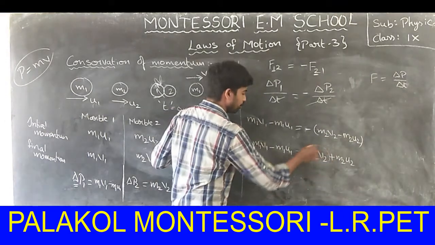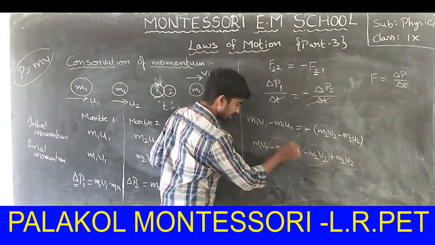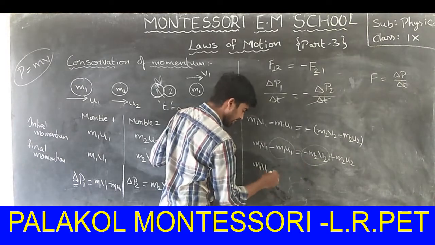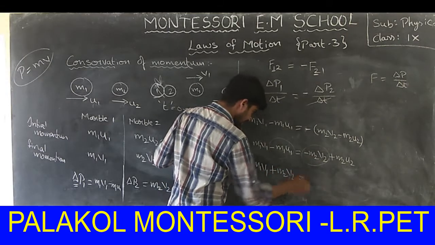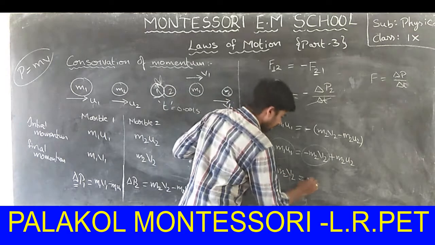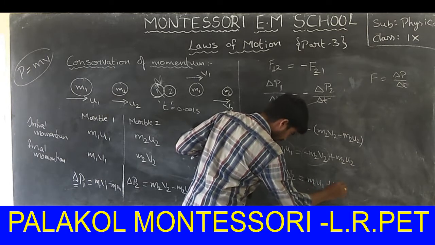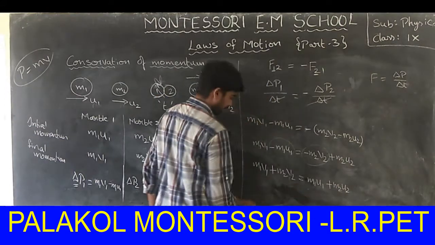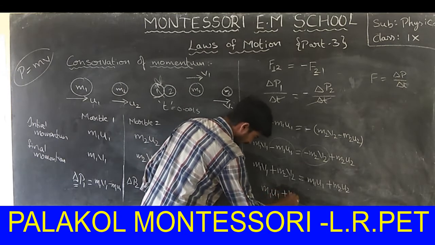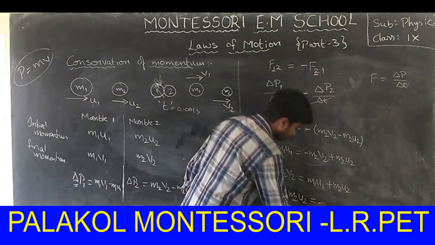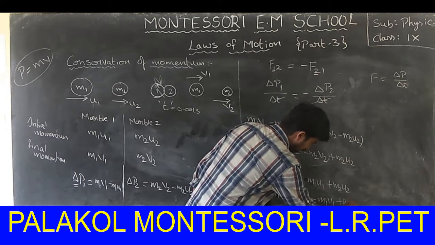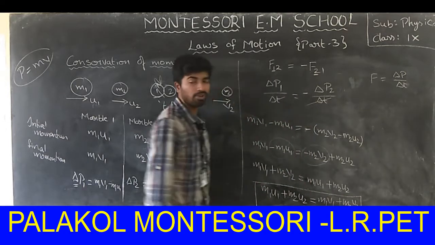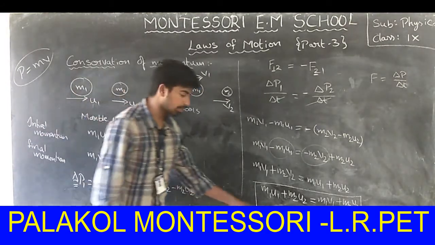So bring the minus m2 v2 to this side and the minus m1 u1 to the other side. So m1 v1, bringing this minus term across, becomes plus m2 v2, is equal to m1 u1 plus m2 u2. Rewriting the equation, m1 u1 plus m2 u2 is equal to m1 v1 plus m2 v2. This equation describes the conservation of momentum.